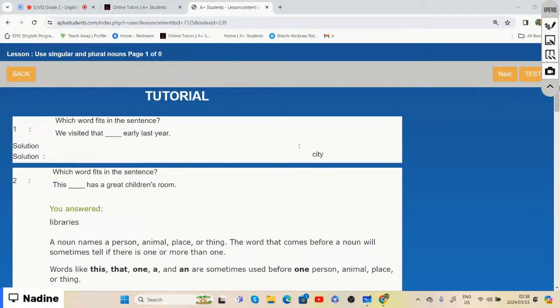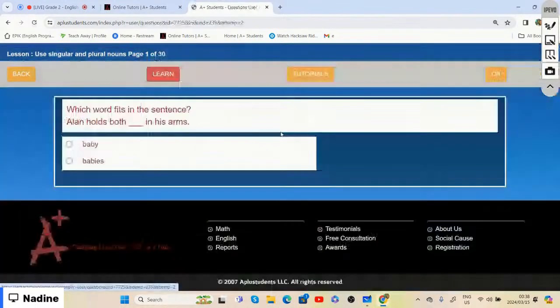All right, so now let's go to our test, right? Where we're going to use singular as well as plural nouns. All right, so it says which word fits in the sentence, right? So we need to choose the correct word that will fit into the sentence, right?